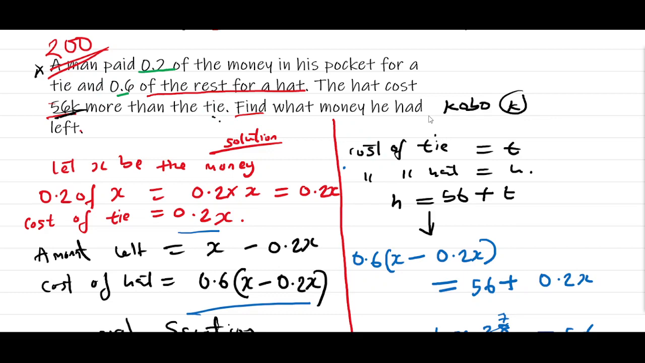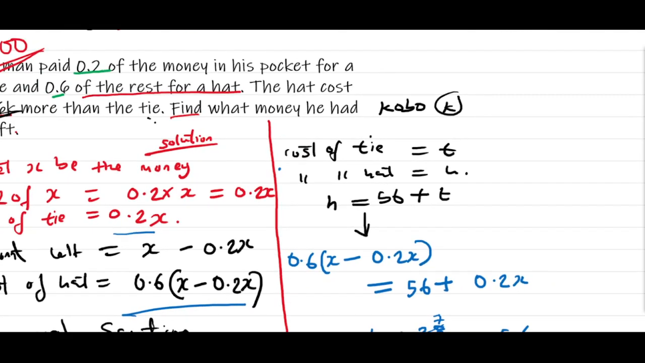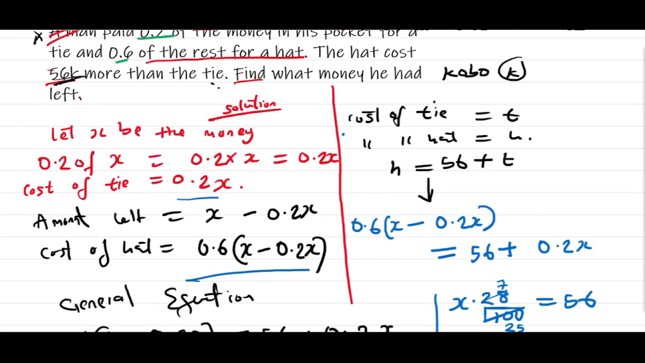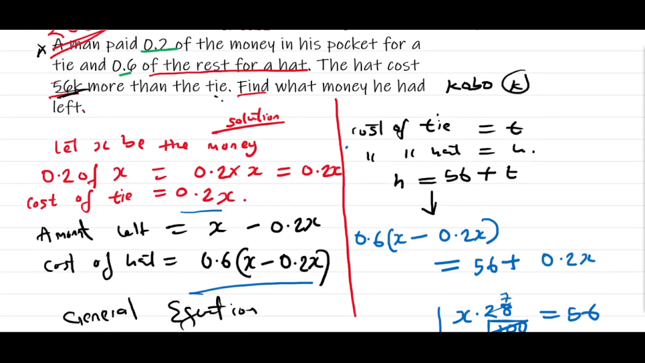Okay. Now, the way to go about this is to just do normal subtraction here. But let's locate it here. If he bought, let me bring it down. He spent this amount for the hat. This is this. Okay, amount left. So the amount left is x minus 0.2x.